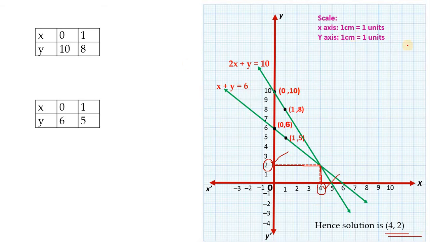And moreover, a very important thing is you have to take a proper scale, children. See, this is the x-axis. See the difference between each number. How much is the difference between each number? 1 unit. Therefore, you have to write 1 centimeter equals 1 unit. And on the y-axis also, look at the difference between each number. How much is that? 1. Hence, you have to write 1 centimeter equals 1 unit. So this is the way of drawing the graph.